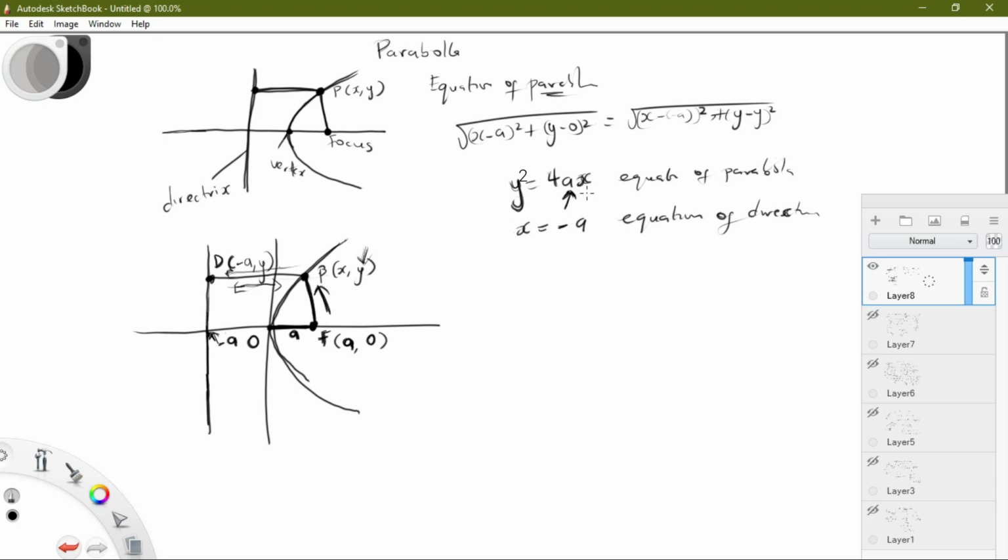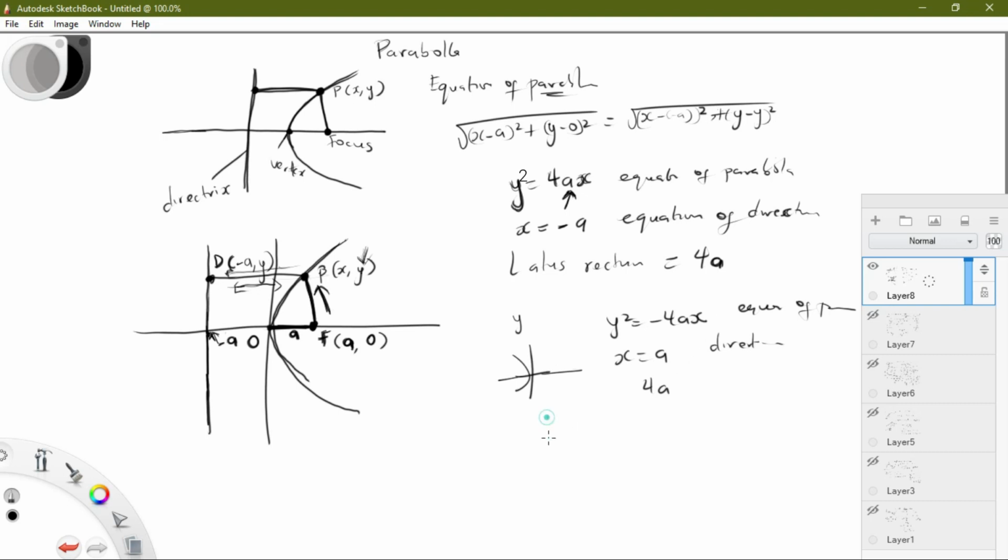Now the length of the latus rectum: there's something called the latus rectum, and the latus rectum is 4a. If it is on the negative side of x, let's take for example the parabola goes this way instead of this way, then it becomes y squared equals minus 4ax. That's the equation of the parabola. Then x equals a becomes that of the directrix, and the latus rectum is still always the same.